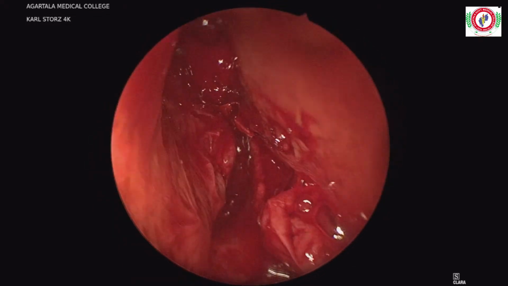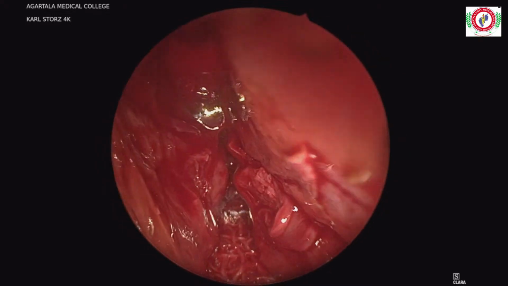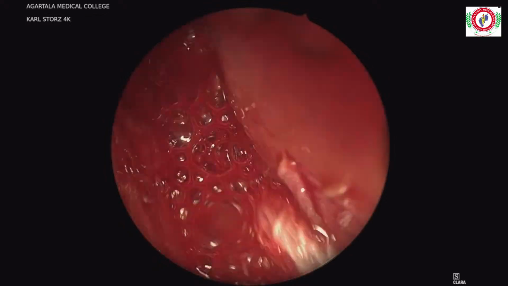Now see how this was obstructing, and now see the space we got. Okay, so I'll pack a little. Give me a pack.